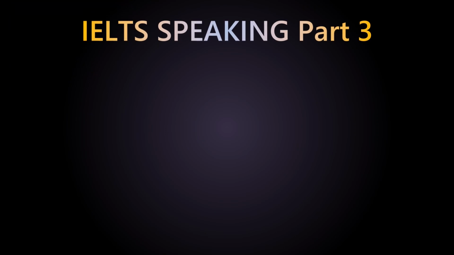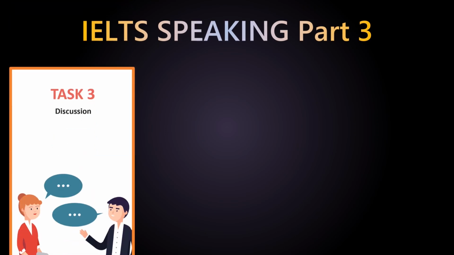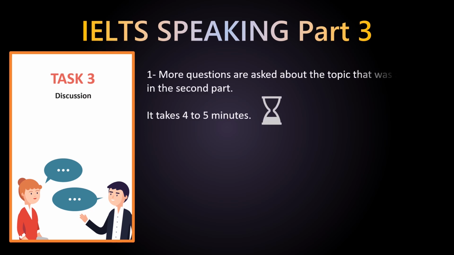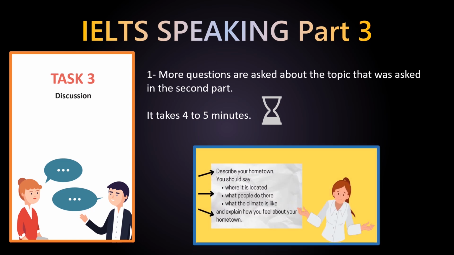IELTS Speaking Part 3. In this part, more questions are asked about the topic that was given to the candidate in the second part. The examiner and candidate discuss the issue related to the topic of the second part in a more general, abstract manner and in more depth. The third part takes 4 to 5 minutes.